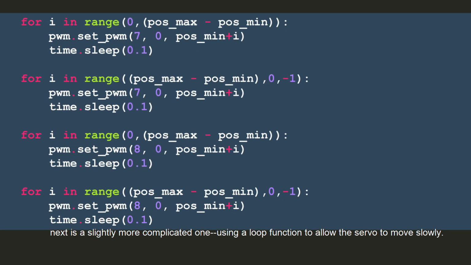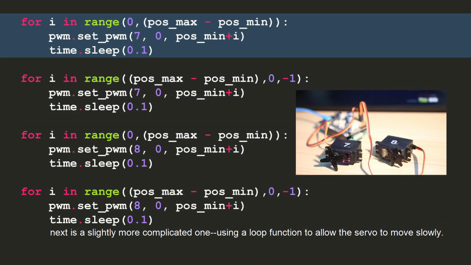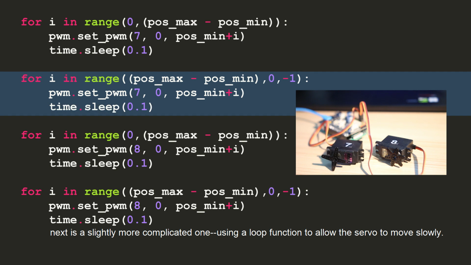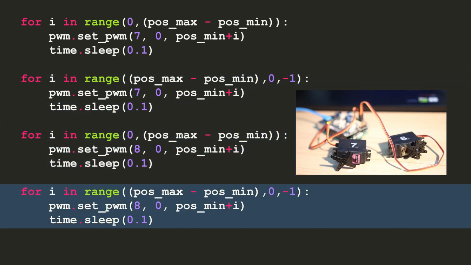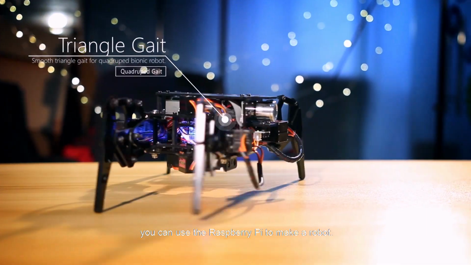Next is a slightly more complicated one, using a loop function to allow the servo to move slowly. Based on the method and improve a little, you can use the Raspberry Pi to make a robot.